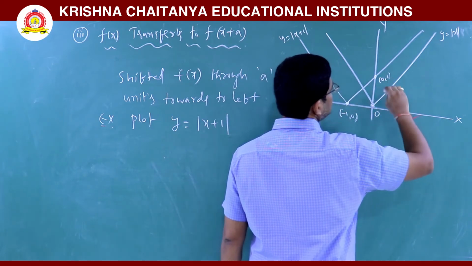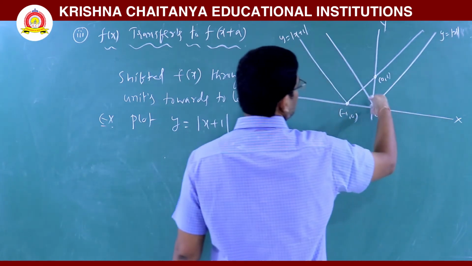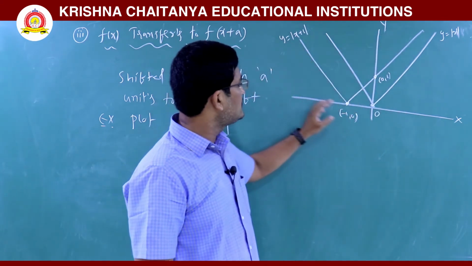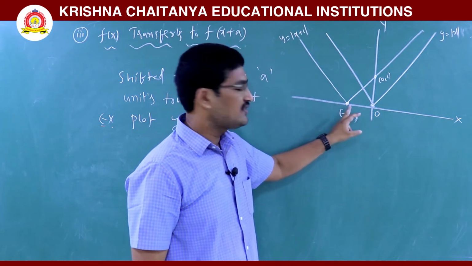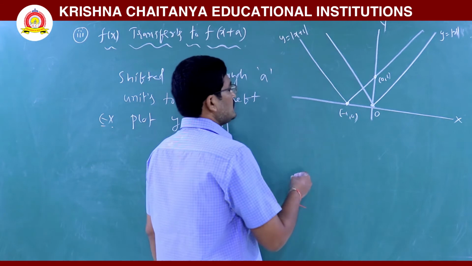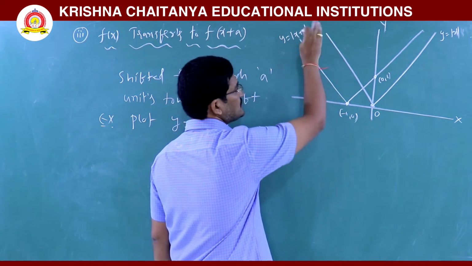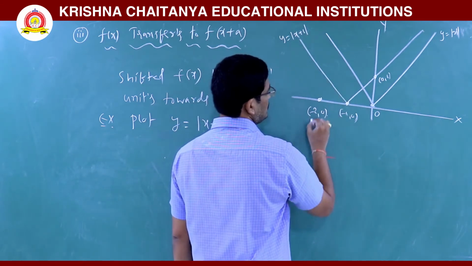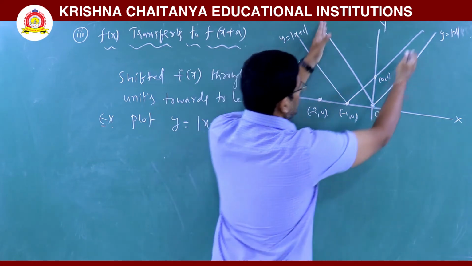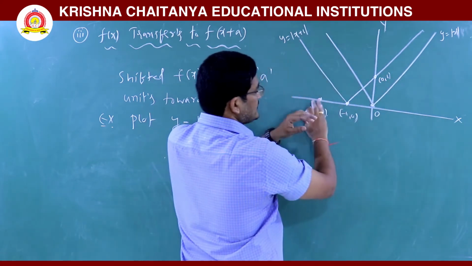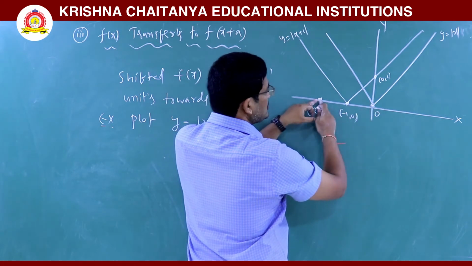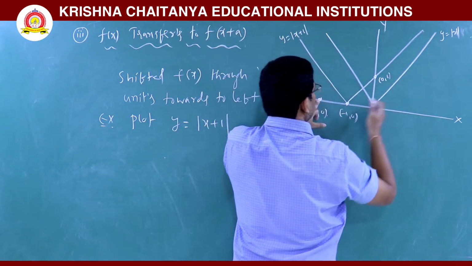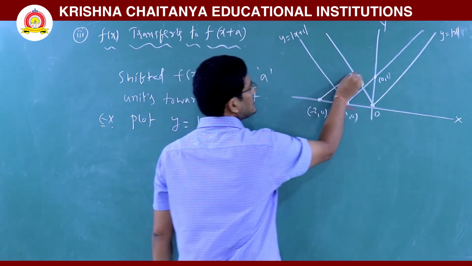No need for all these things, just listen. It is y equal to mod x, then it is y equal to mod of x plus 1. We have to shift that curve at a unit distance towards the left there. So suppose you need y equal to mod of x plus 2. You have to remember, you have to shift this curve at a distance of 2 units towards the left, then this point comes to here, and then you have to draw parallel lines for these two lines passing through this point. Then this should be like this.